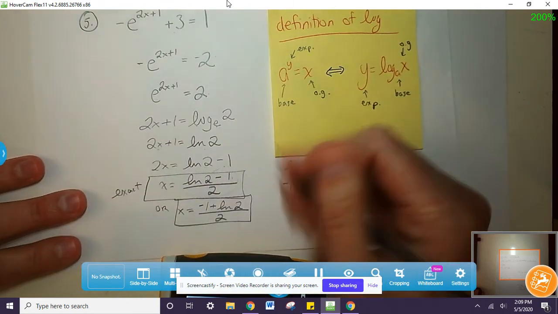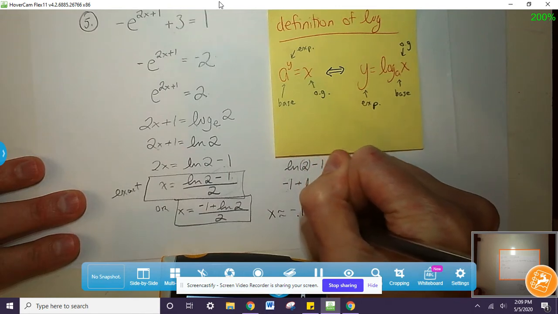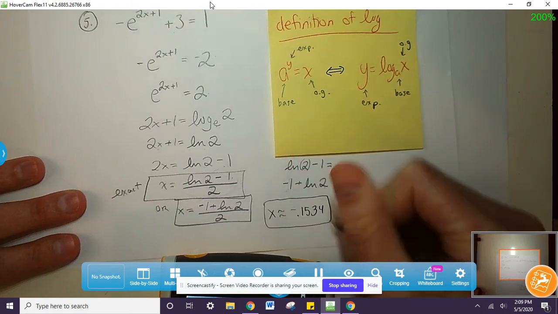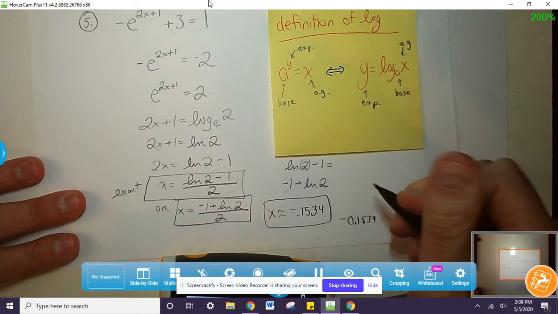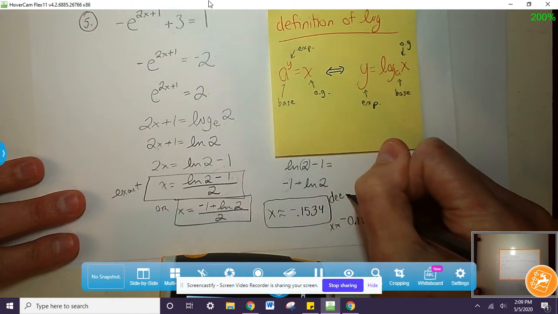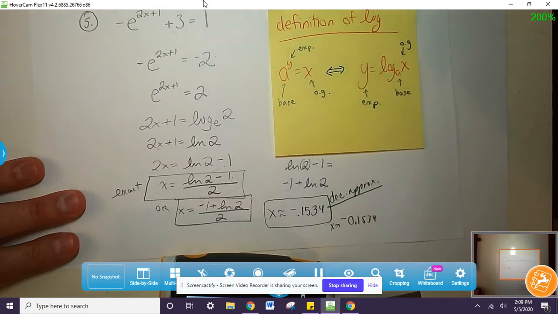And what we'll get for our decimal approximation is -0.1534. If you'd prefer to write that as -.1534, that's the same for our purposes. Let's go ahead and label that as the decimal approximation. I'll abbreviate because that's such a long thing to write out.